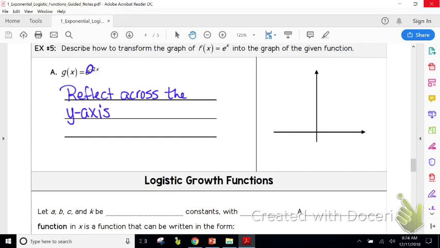Because remember, your x is going to change signs since it's up there with the x. And the x is positive over here and negative here. So it's going to go across the y-axis. All right, what is a 2 going to do to our graph? Well, is it horizontal or vertical? It's horizontal because it's up with the x. Remember, horizontal always says the opposite, right?